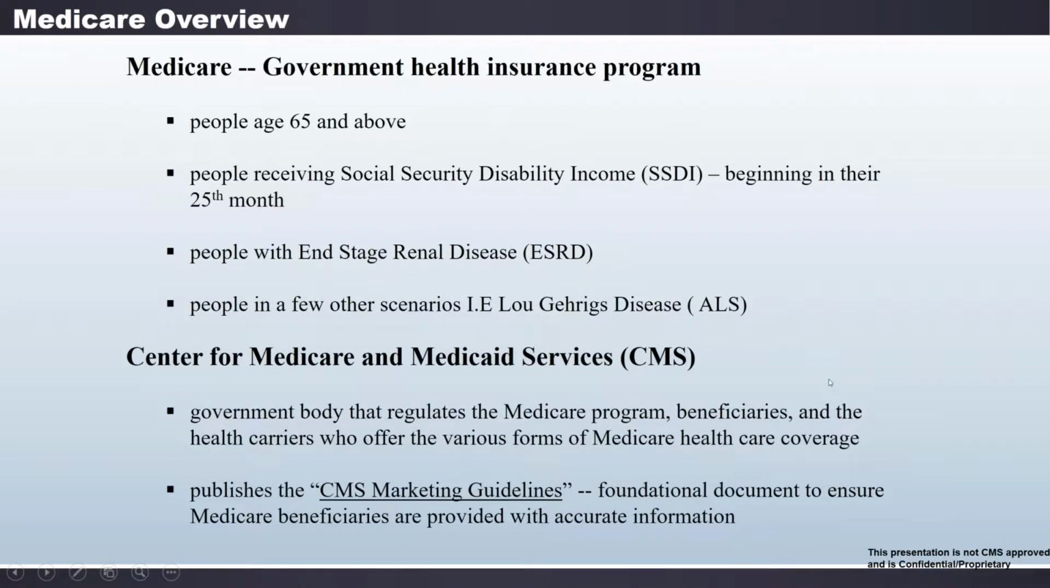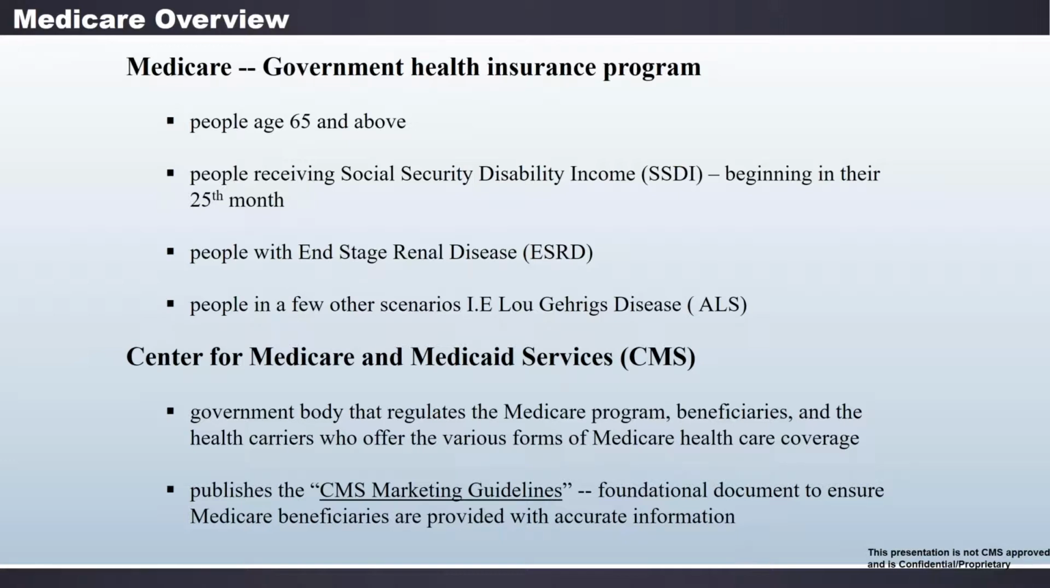So Medicare is coverage for people that are ages 65 and above, people that receive Social Security Disability Income, the SSDI, beginning in their 25th month, people with end-stage renal disease or ESRD, and people in a few other scenarios like Lou Gehrig's, also known as ALS.